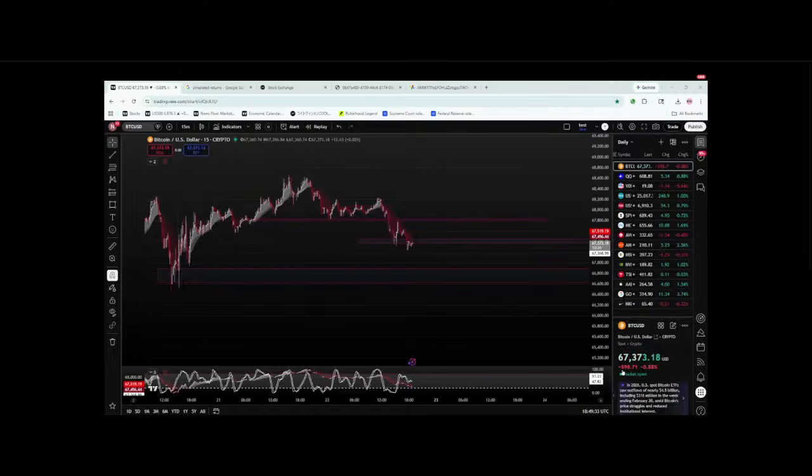NDX spreads are too wide for my strategy. So based on my strategy, SPX is the best place, where my strategy performs the best.